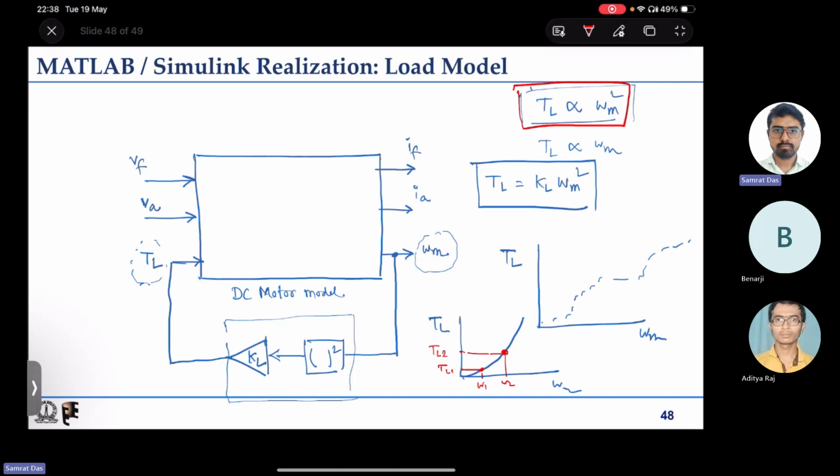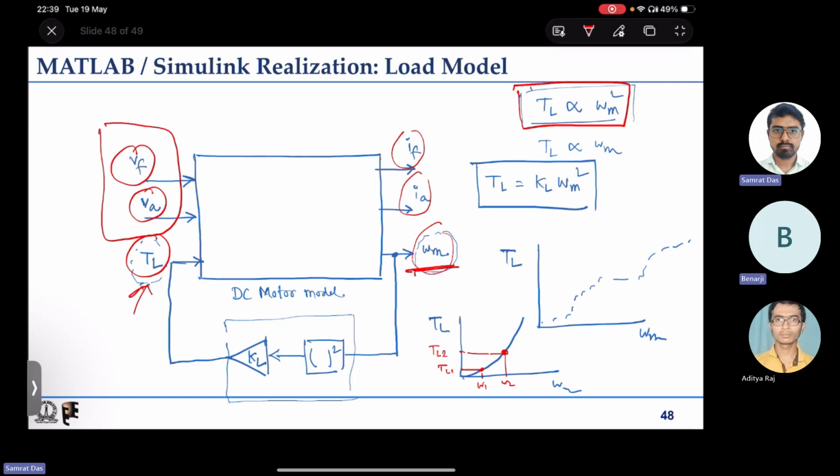So here, the voltages Vf and Va do not depend on something else. Whatever voltage we apply, that value does not depend on anything else. But Ia and If and omega m depend on something else. They depend on what is the field voltage we have applied, what is the armature voltage you have applied, what is the load torque. So the outputs are basically dependent variables, and these two inputs are the independent variables. Because, again, TL also depends on speed.